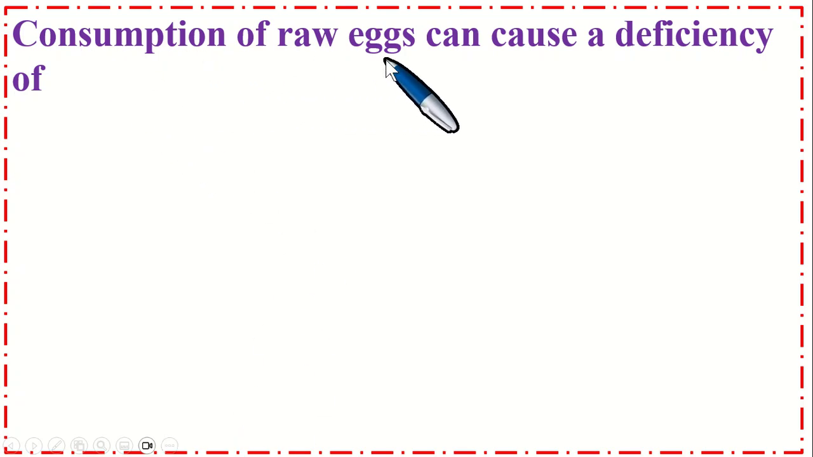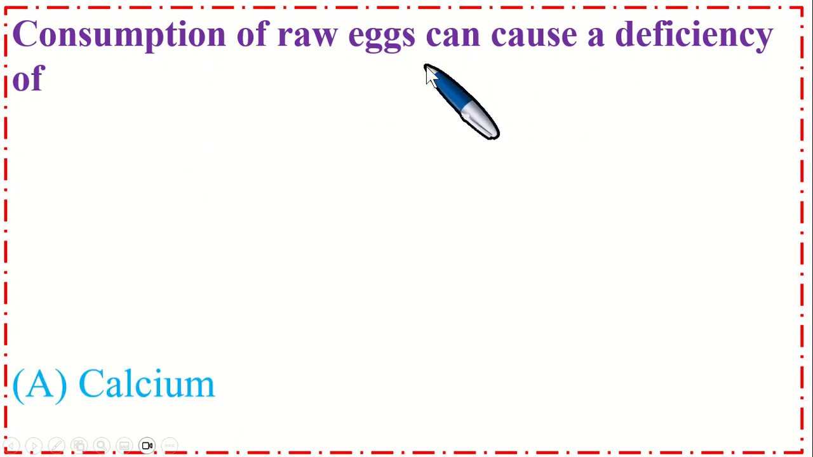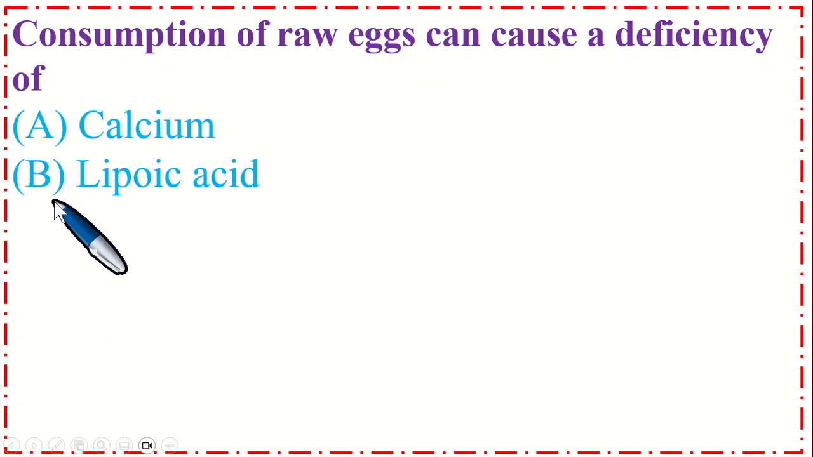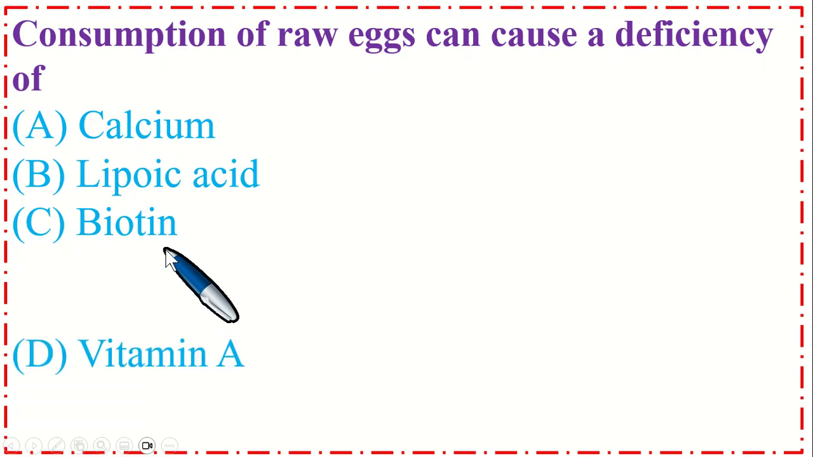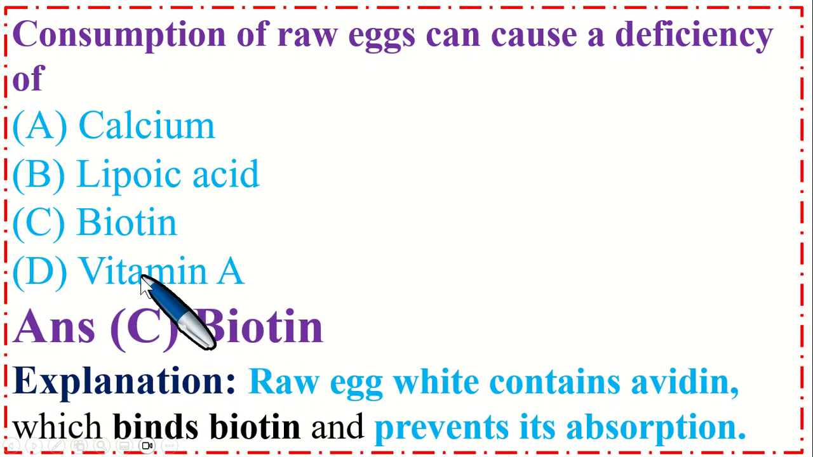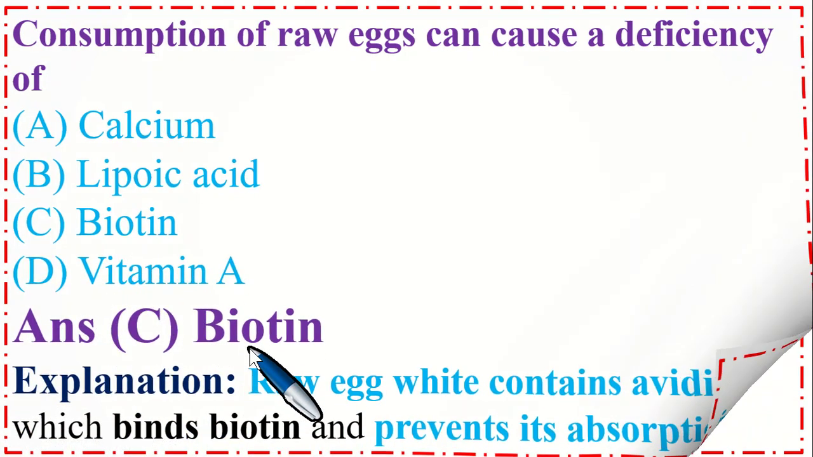Consumption of raw eggs can cause a deficiency of option A calcium, B lipoic acid, C biotin and option D vitamin A. So the correct option is C, biotin.